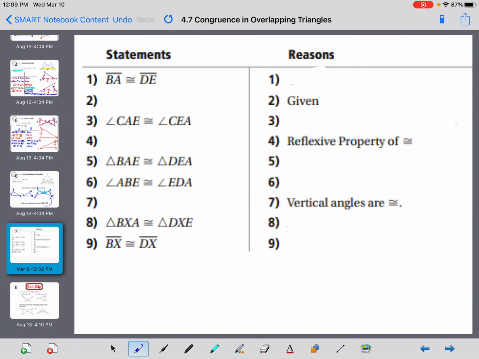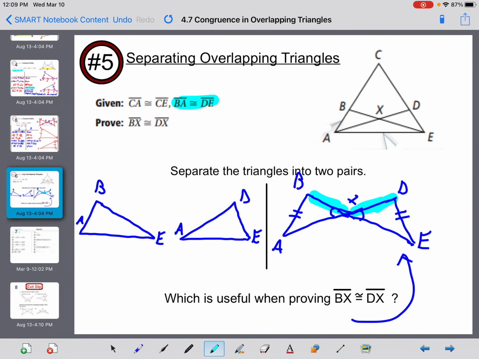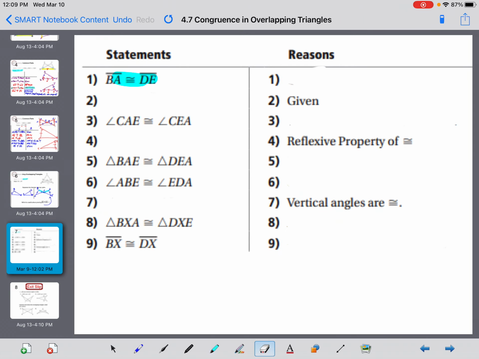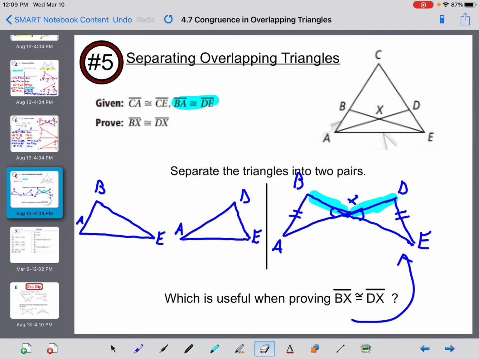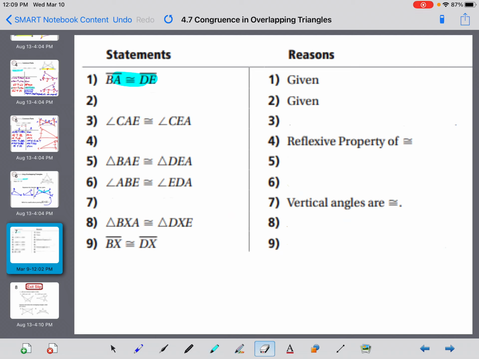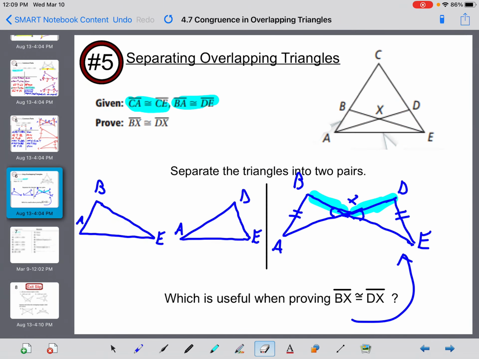So what are we going to say? That BA is congruent to DE, which was a given. All right, fill in the missings. Number 2 is our second given, which was CA is congruent to CE. Then we're going to say that angle CAE is congruent to angle CEA. Well, CAE is this giant angle on the bottom, and CEA is this giant angle on the bottom.